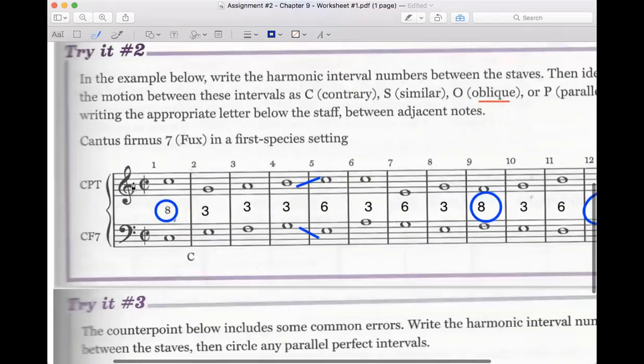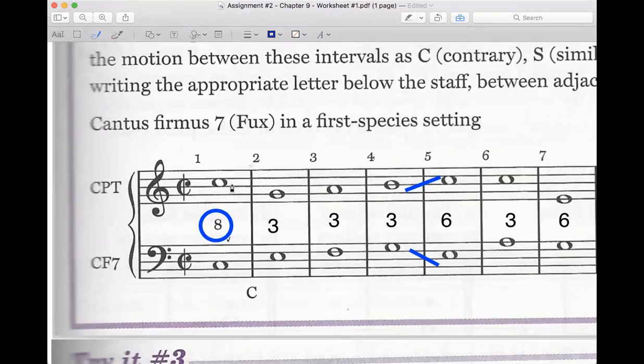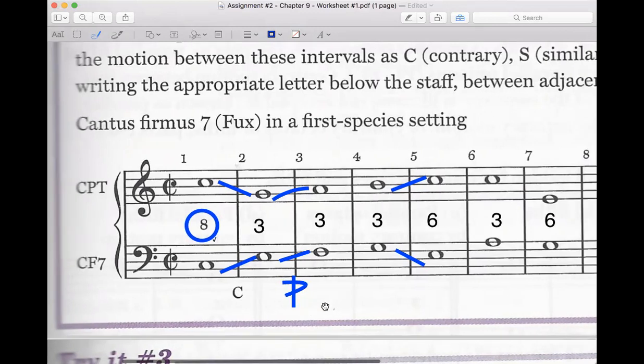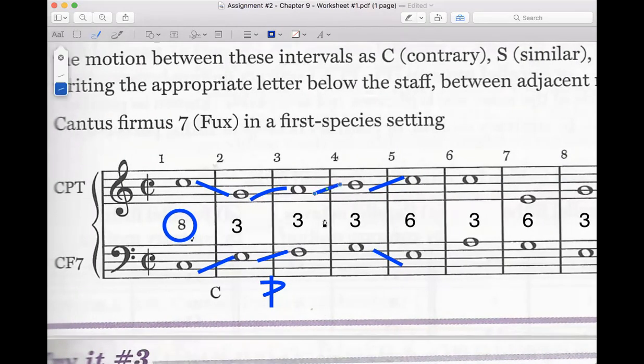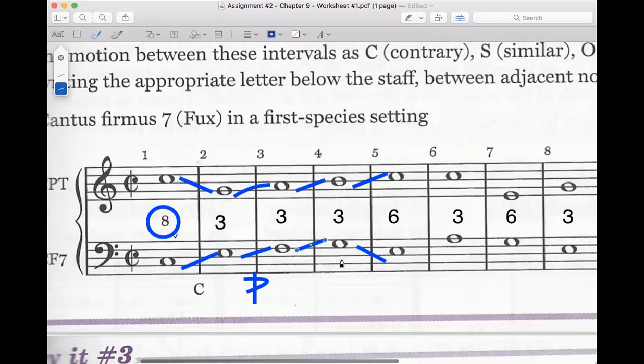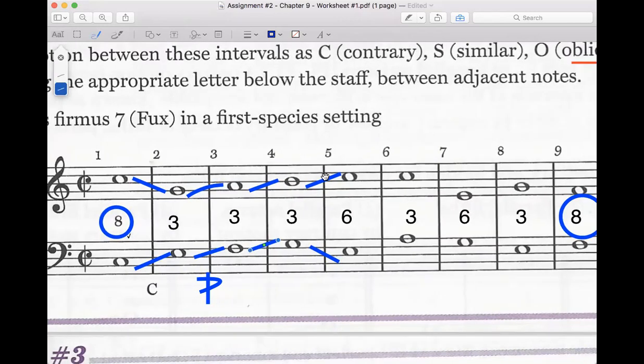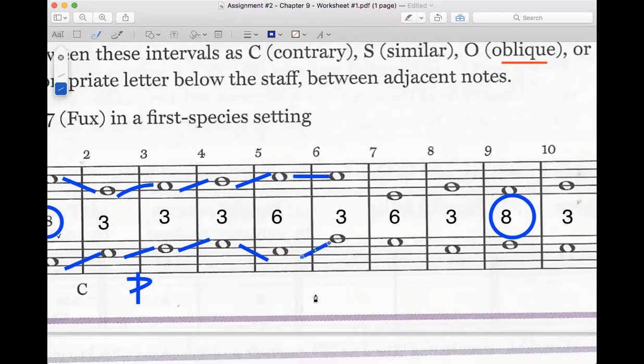And in this exercise, you're looking at the motion from measure to measure. So 1 to 2. Okay, right, that's contrary motion. 2 to 3. Oh, these are going in the same direction by the same amount. That, of course, is parallel. Those are parallel thirds. This is the same thing. Okay, that's parallel. This is contrary motion going opposite. This is interesting. One voice stays the same, the other moves. Okay, that's going to be oblique.